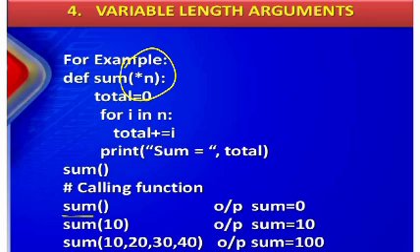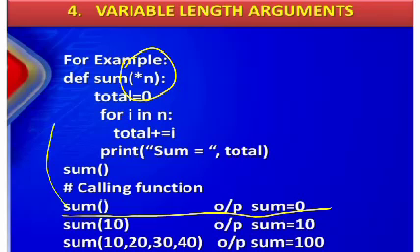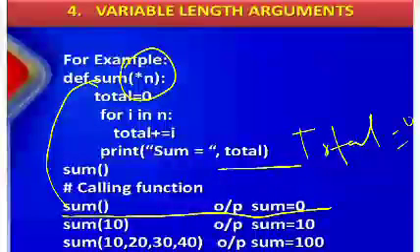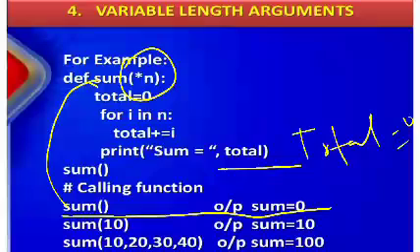Here the first output is sum 0 when we do not pass any argument. Then it switches over to the function with total value 0, and the loop does not repeat even one time, so the output will be total, which means total equals 0. Second, with one argument, the loop repeats one time, total equals total plus 10, then the output will be 10.